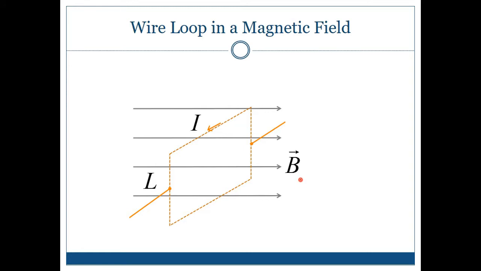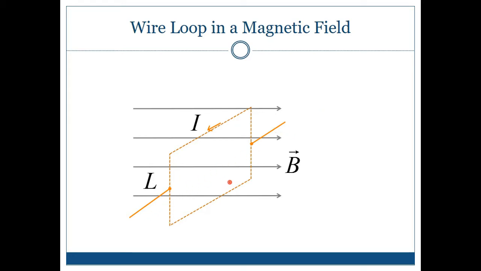Wire loop in a magnetic field. This time we're putting this square in a magnetic field that is towards the right. We're putting it kind of going into the page, so we're kind of looking at it from the side. And this loop is held there by these little pivot points. Okay, so it can easily rotate around this axis that goes into the page.